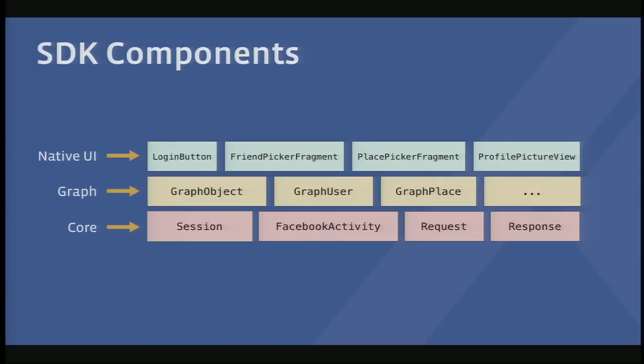And on top of that is a set of native UI. I talked about that a few minutes ago, about some of the benefits of that. Here are a few examples: Friend Picker and Place Picker fragments, and the login button that we'll see helps with individual login if you want to take on that UI. There's another one that I don't mention here, login activity, that's used as well for deeper login experiences. And a profile picture view for showing your user's profile picture.